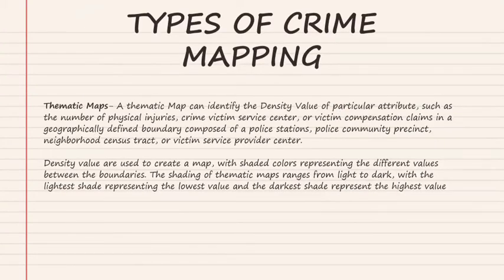Next type of crime mapping, we have the thematic maps. A thematic map can identify the density value of a particular attribute, such as the number of physical injuries, crime victims, service centers, or victim compensation claims in a geographically defined boundary composed of police stations, police community precincts, neighborhood census tracts, or victim service provider centers. Density values are used to create a map with shaded colors representing the difference in value between the boundaries. The shading of a thematic map ranges from light to dark, with the lightest shade representing the lowest value and the darkest shade representing the highest value.